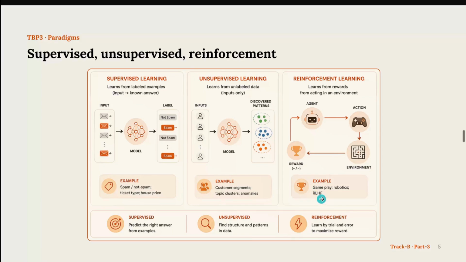So, supervised models are good when we want to predict the right answer from examples. Unsupervised learning is good when we want to find the structure and patterns in data without a clearly labeled output. Reinforcement learning is good when we want to learn by trial and error to maximize the reward.